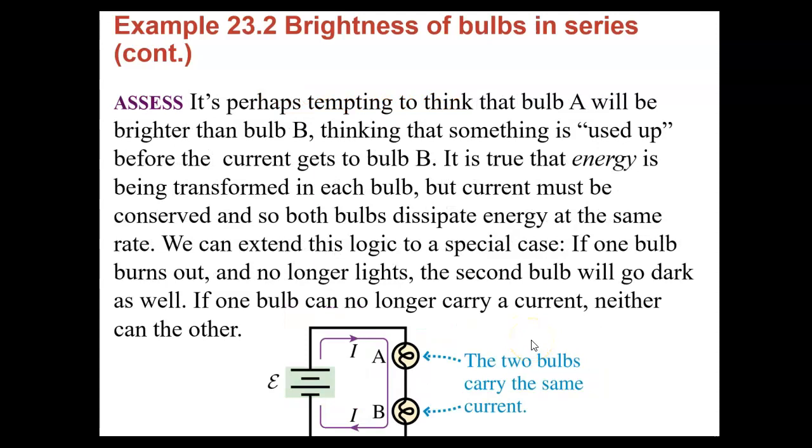Okay. So you might be thinking that A is going to be brighter because it uses up more energy. Not really. If one bulb can't carry the current, the other one's not going to get it either. So if you take out B, it's not like A is going to be lit up, because there still needs to be a complete path.